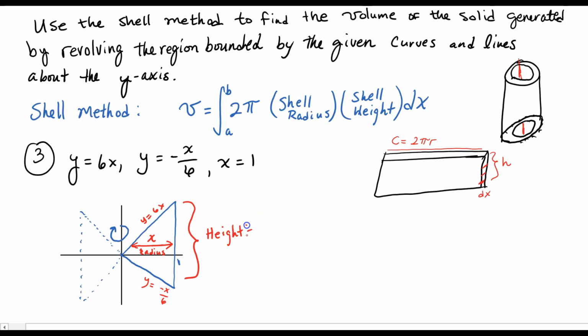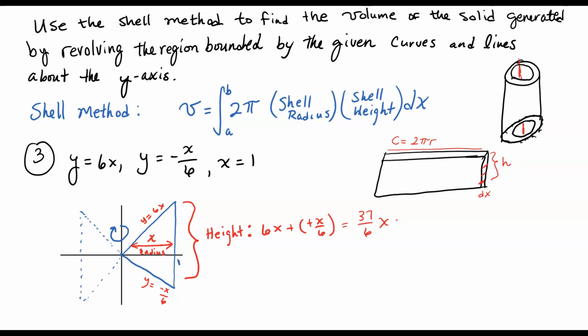The height is going to be 6x minus negative x over 6. Of course, we're going to combine like terms, and they are both linear. So you basically have 6x plus 1/6 of x. You're going to end up getting something like 37 over 6 x. And so that's the height there. So we've got the radius, it's x units. We've got the height.